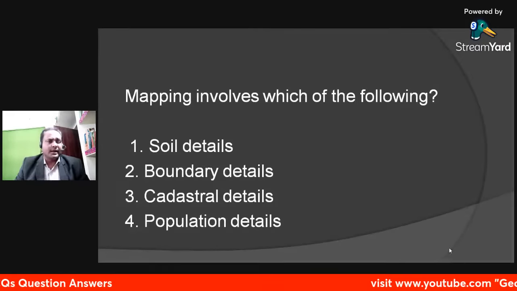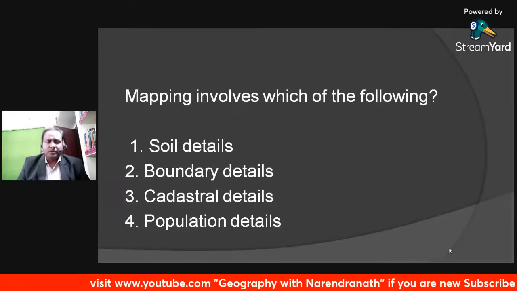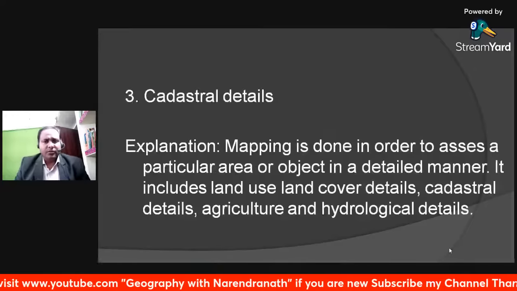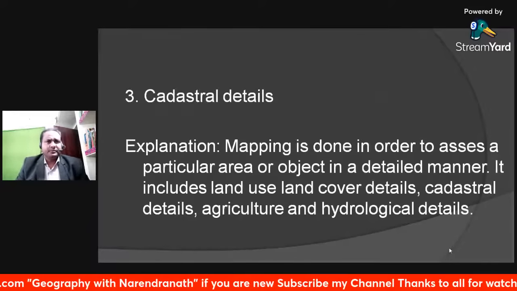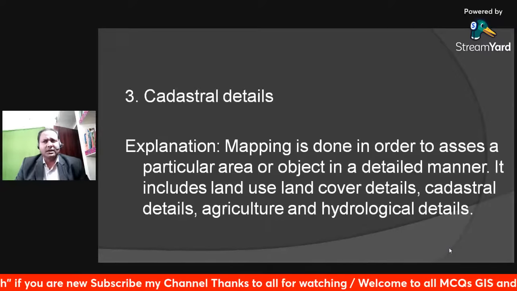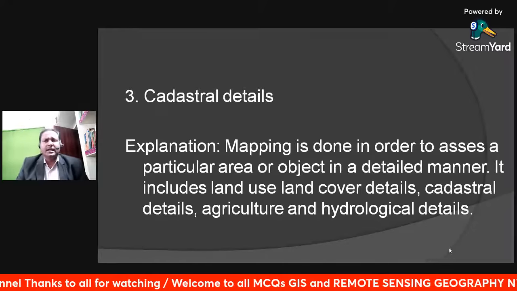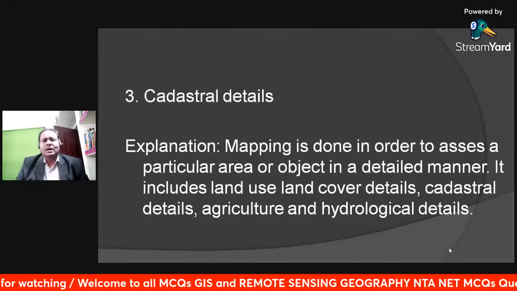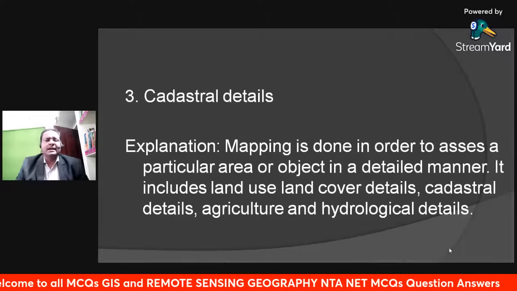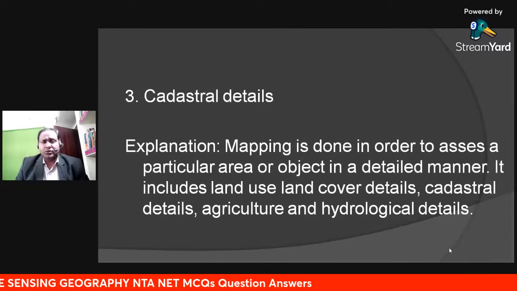Basically, there are soil details, boundary details, cadastral details, and population details. Cadastral details mapping is done in order to assess a particular area or object in a detailed manner. It includes land use, land cover detail, and cadastral detail. Also, there are agriculture and hydrological details. So option 3 is the correct answer.